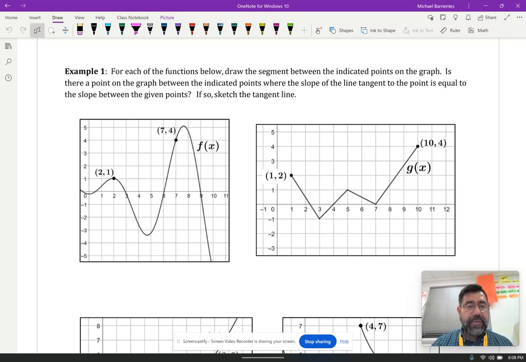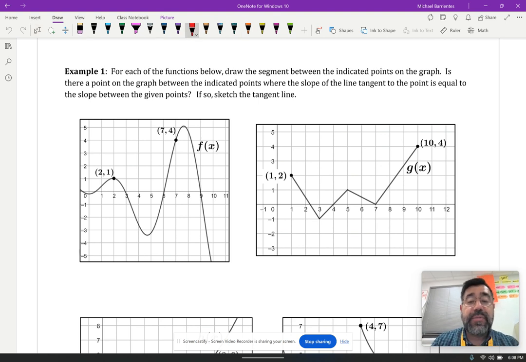If you read the directions, it says, for each of the functions, draw the segment indicated between the indicated points on the graph. And the question is, is there a point on the graph between those two indicated points where the slope of the line segment to the point is equal to the slope between the given points? If so, sketch the tangent line.